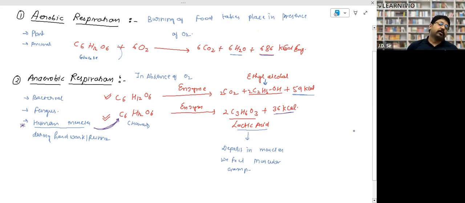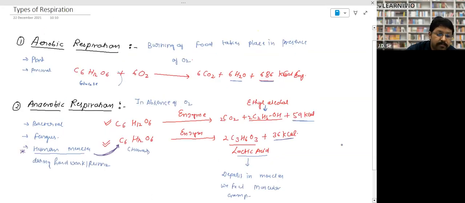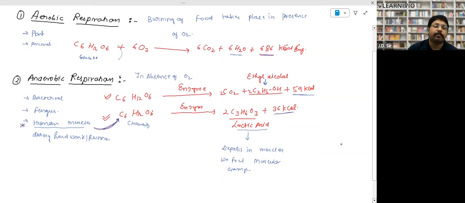Now what happens when we get exhausted? Every part of the body is tired. We feel like we are getting muscular cramp. We go to bed or just sit and relax the body, and the pain will be relieved within 30 minutes. So what happens? This deposited lactic acid will be transported to the liver, where it will be broken down. When lactic acid is removed from that place, the pain or cramp will be relieved. This is called anaerobic respiration. So these were the types of respiration.